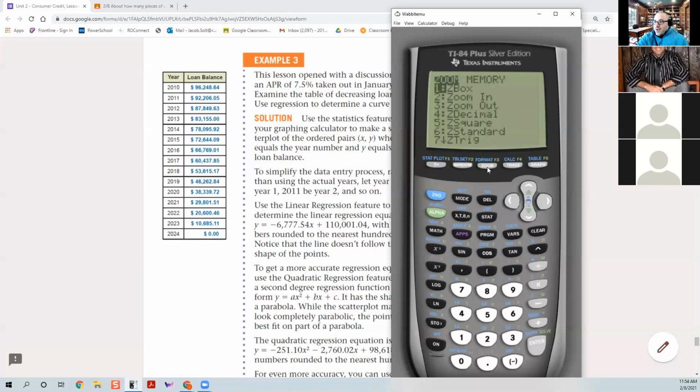We're going to zoom. I know that the stat plots are in there somewhere. So if you press zoom, I'll get this menu. I want to try this thing called zoom stat. Zoom stat. And there it is. See, the calculator chose the correct zoom setting to show all the dots on our calculator.